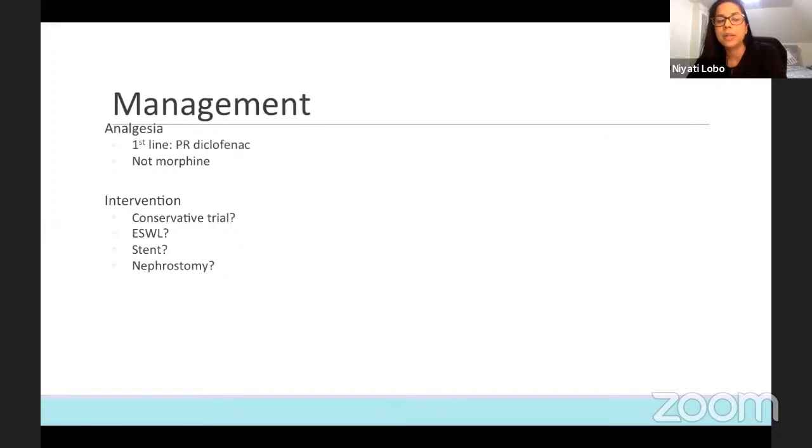Then we need to think about how we are going to manage this stone. These are the options for managing your stone. A conservative trial means we're going to let the patient try and pass the stone on their own.